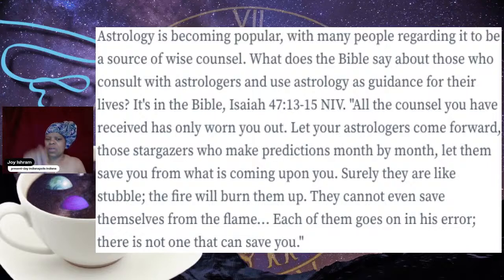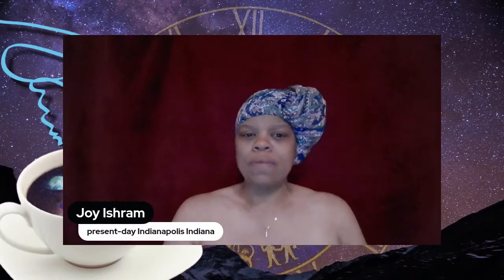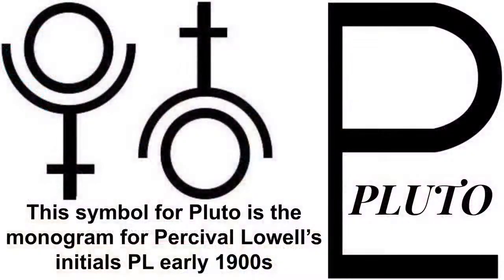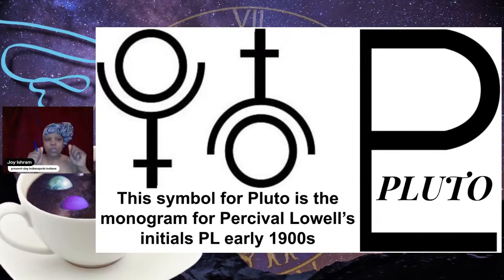I'm on the last sentence, finishing out this page. Each of them goes on in his error. There is not one that can save you. Save you from what? Why? How would they do that? How is that possible? Back to this Pluto guy, as I said. You get too big in your pants, they start fitting real well, they're going to take them off of you. They're going to just straight strip them down on you.